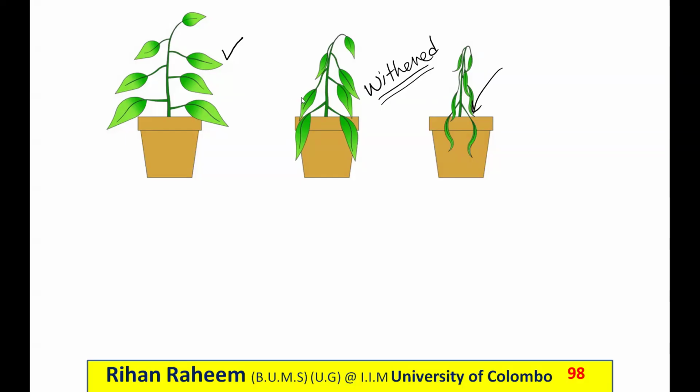Normally that happens. But in the wilting disease, what happens? There is a permanent block in the xylem. Then this will become withered like this, and it will become like this. However much water you put, again it won't become like the previous condition. It will finally die off.